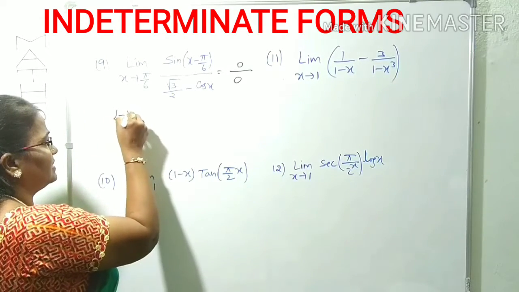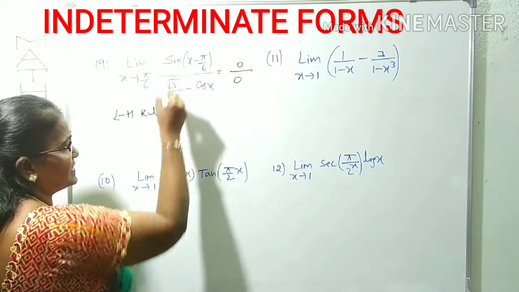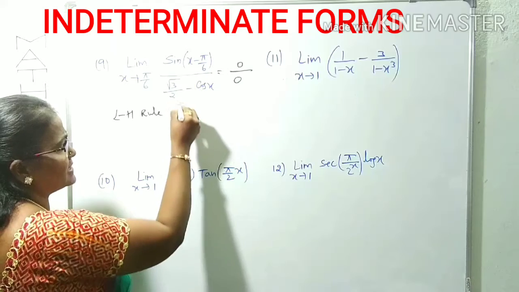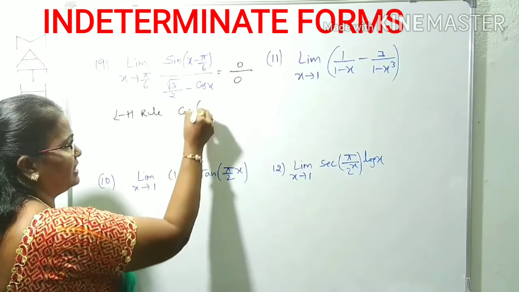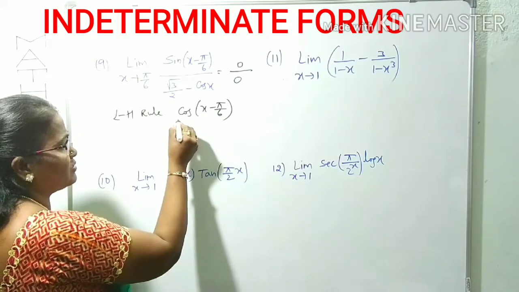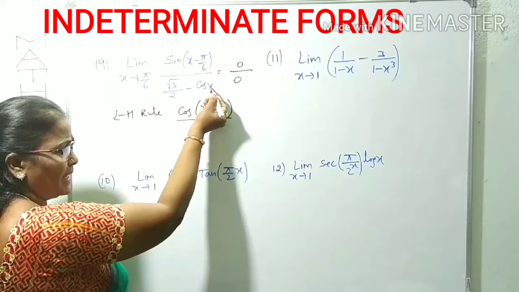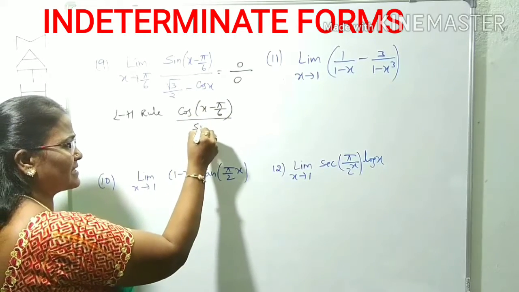What is the L'Hospital rule here? Tell me. Yes, the derivative of sine, I will apply the limit later. The derivative of sine is cos, so cos of x minus pi by 6. The derivative of x minus pi by 6 is 1 only. Upon root 3 by 2, a constant, gives 0. The derivative of cos x is minus sine x, so minus of minus gives plus sine x.